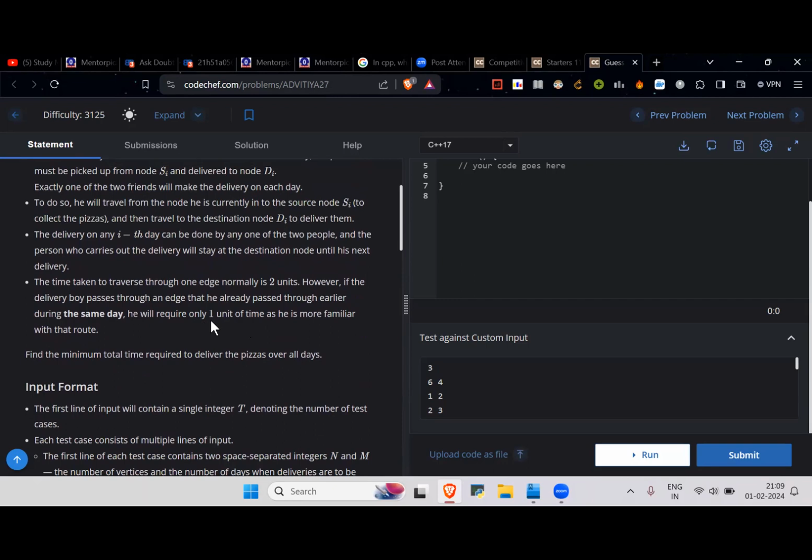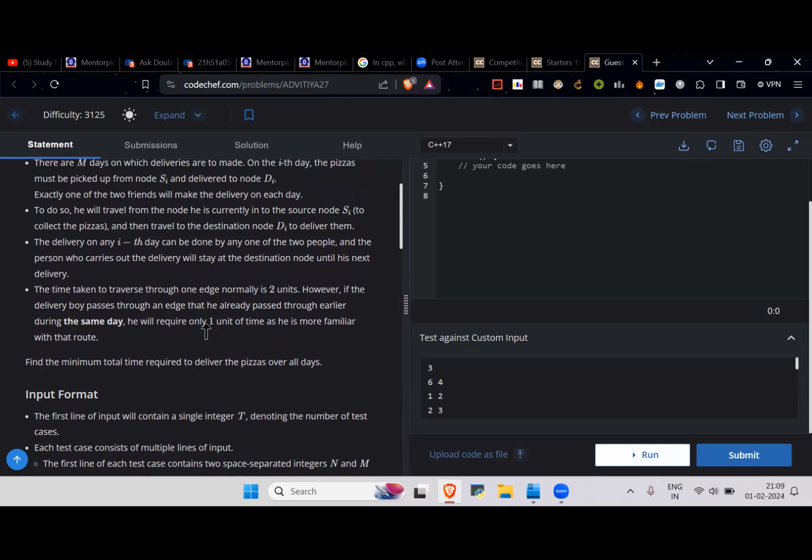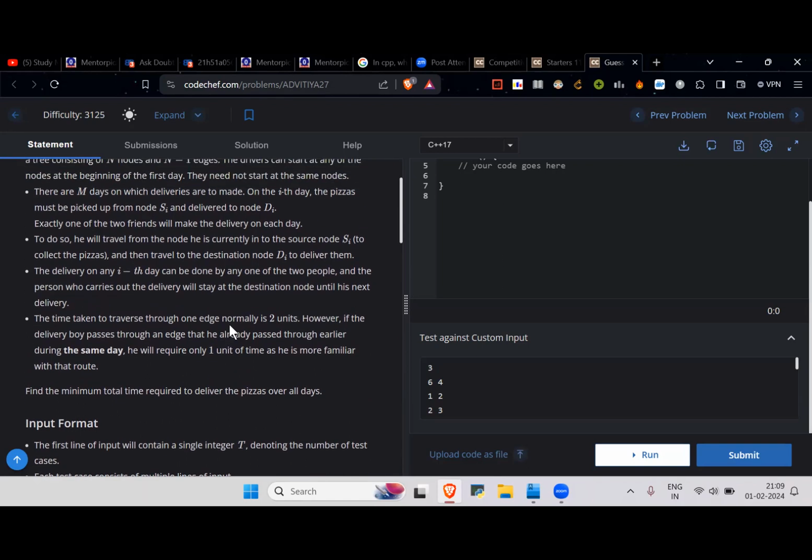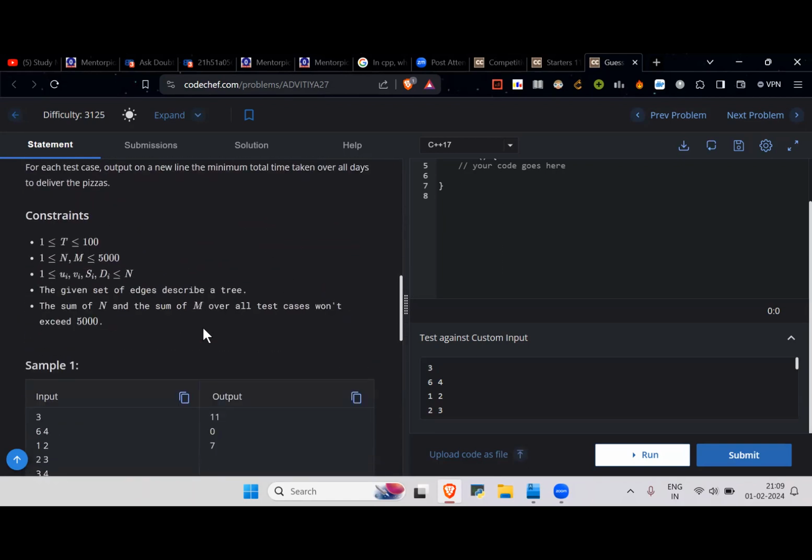This 1 unit of time will apply only for the same day. If the day is over, then it will reset. So on the same day, if he's traveling the same edge on the same day, only then it will be reduced to 1 unit.